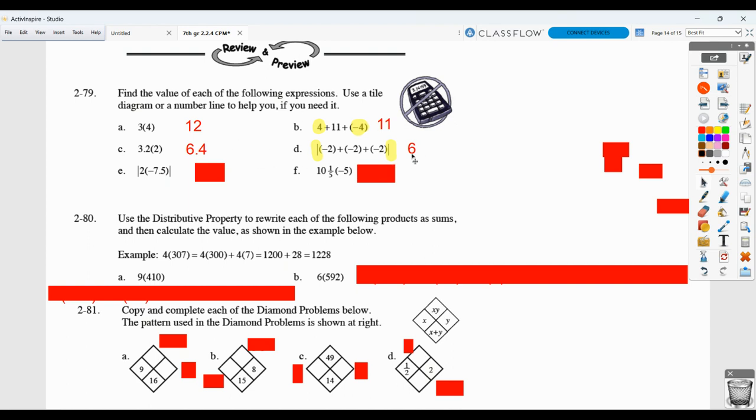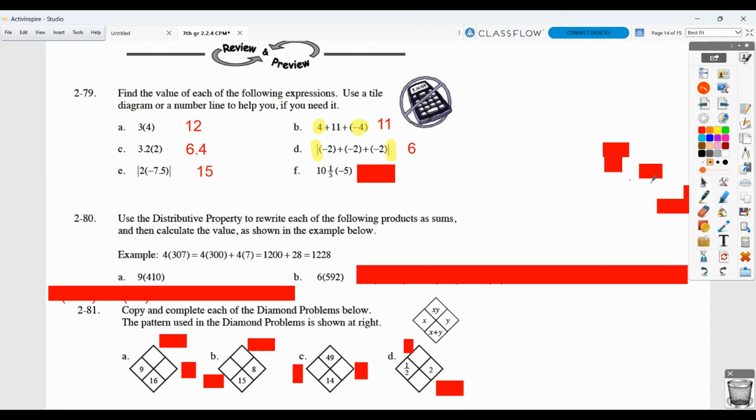Here you're taking 2 times negative 7 and 5/10. Well, 2 times negative 7 and 5/10 is negative 15. And then again, once you apply the absolute value bars, positive 15.